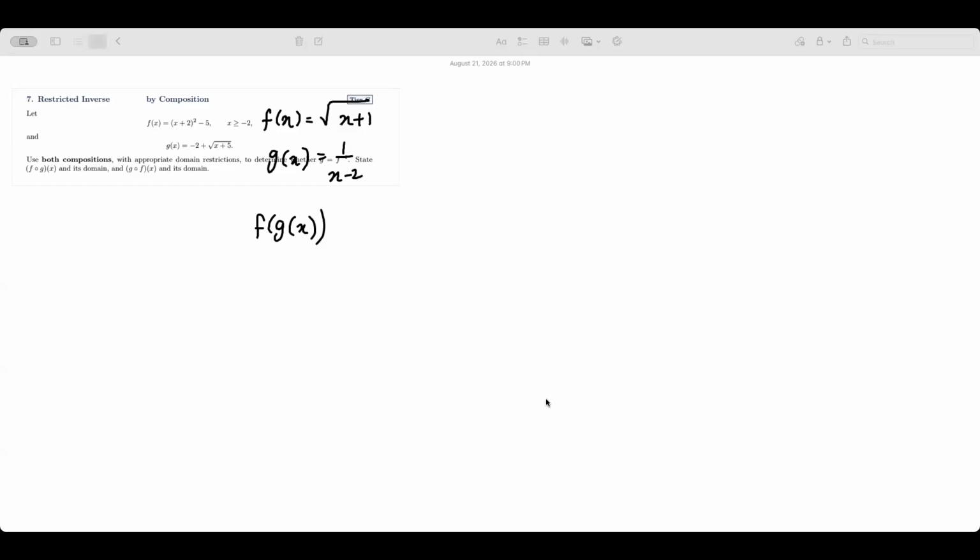We need to figure out if they're inverses. You just need to find out f of g of x. Is there a way to simplify it or not? Yeah, you will get a simplified value. You'll get something simplified within the square root. Instead of x, you substitute 1 by x minus 2 and take LCM.